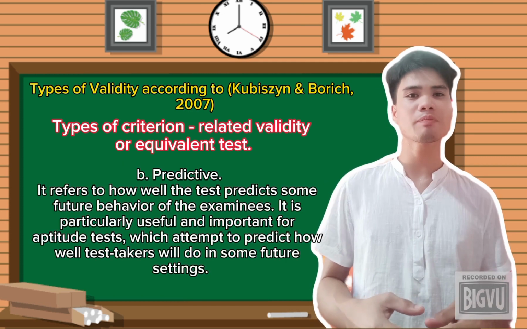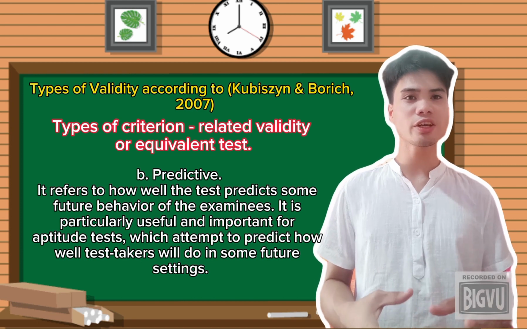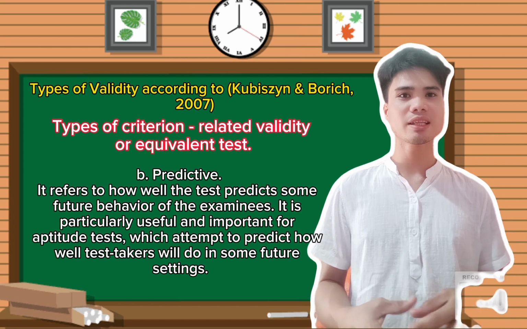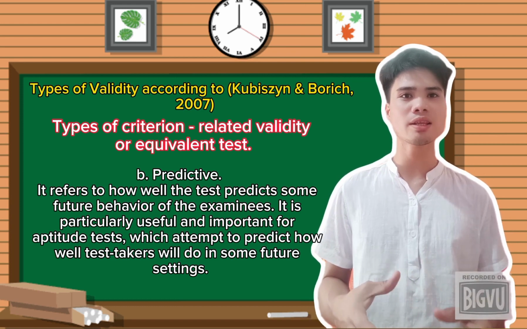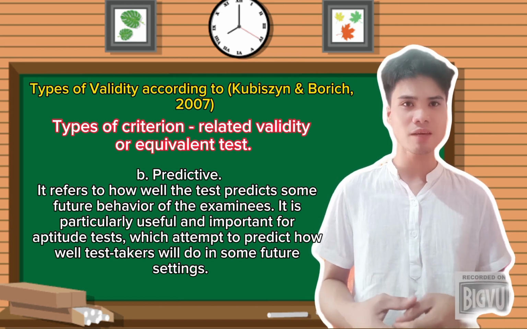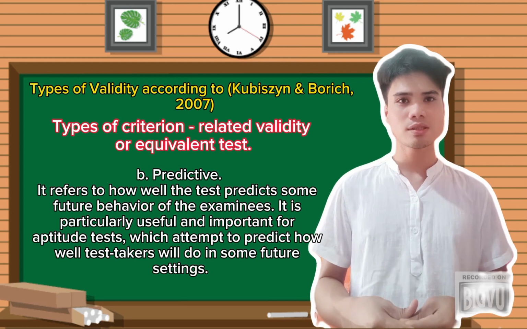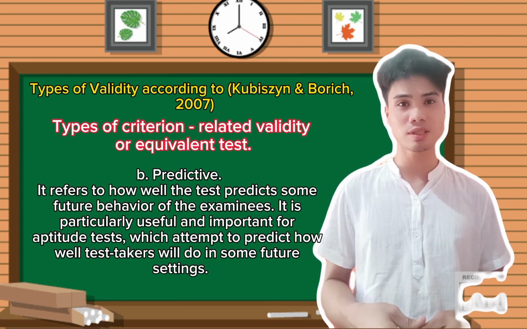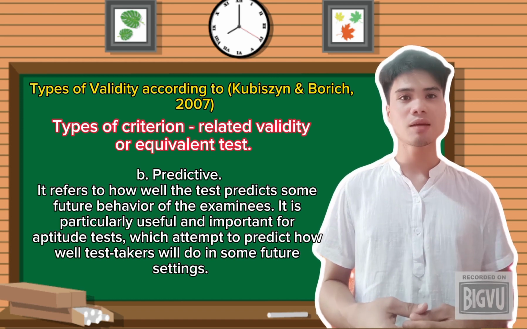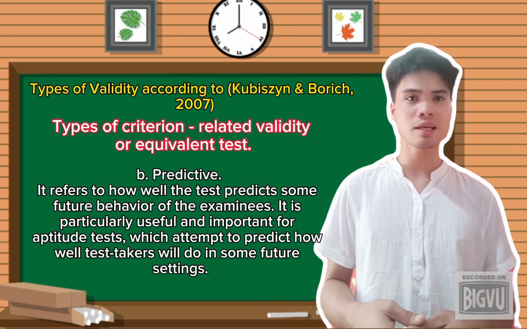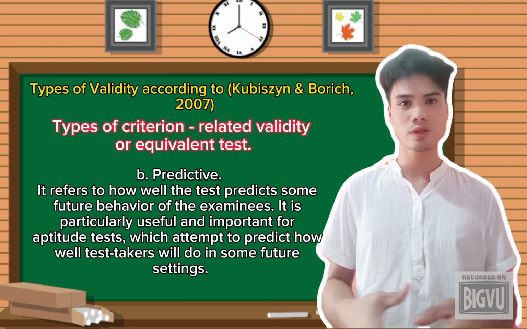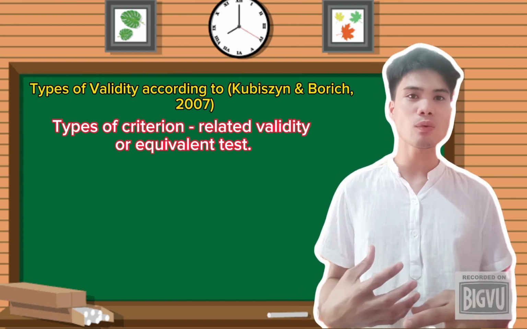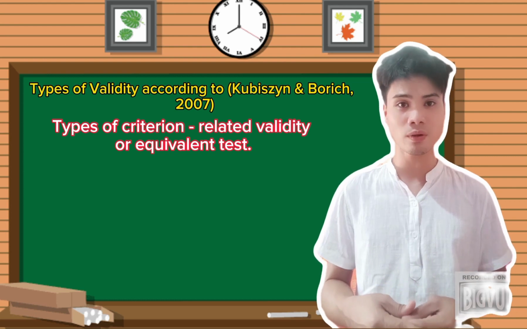So the second type of criterion is the predictive. Predictive refers to how well the test predicts someone's future behavior of the examinees. It is particularly useful and important for aptitude tests, which attempt to predict how well test takers will do in some future settings. Meaning, predictive validity assesses how well your test predicts future behavior.